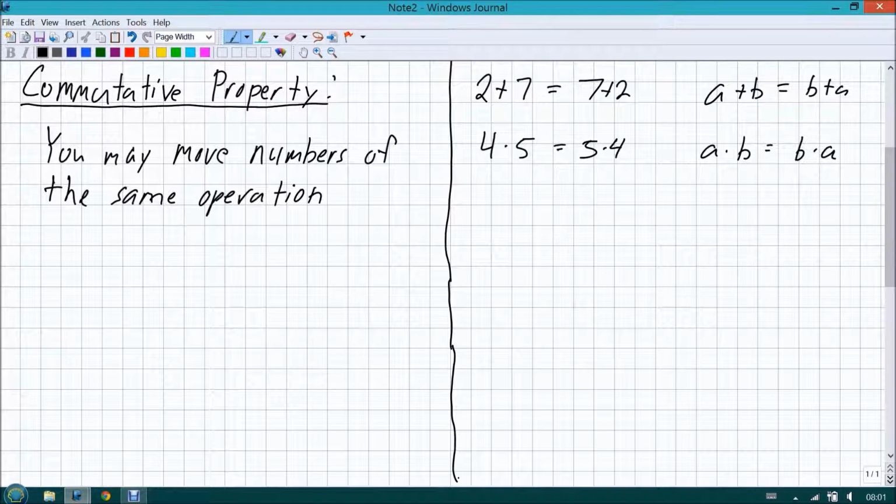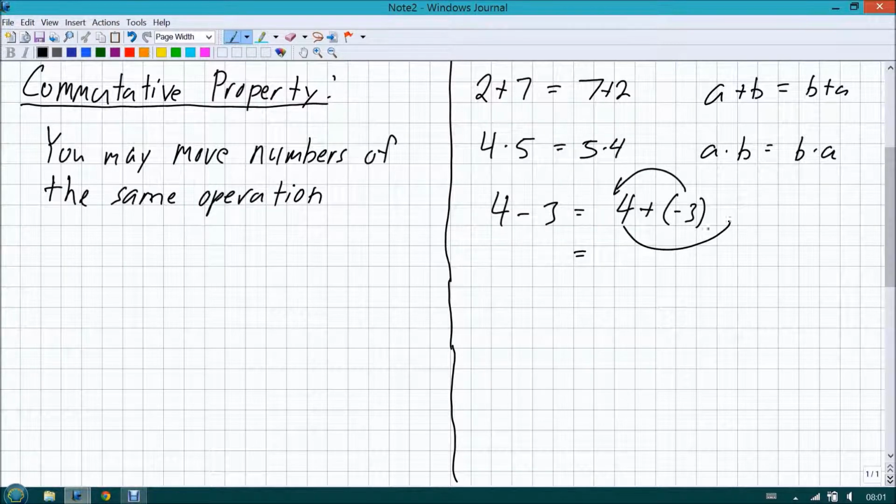So one more example, what about something like 4 minus 3? Oh, we said it could only be with addition or multiplication, but this is subtraction. Well, as we know from a previous lesson, this is really 4 plus negative 3. In which case, again, you can commute. You can have the negative 3 move to the other side of the 4, or the 4 move to the other side of the negative 3. Doesn't really matter which way you think about it, because in the end, you end up with negative 3 plus 4 at the end.